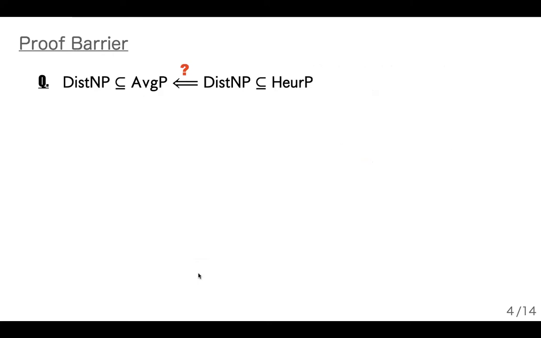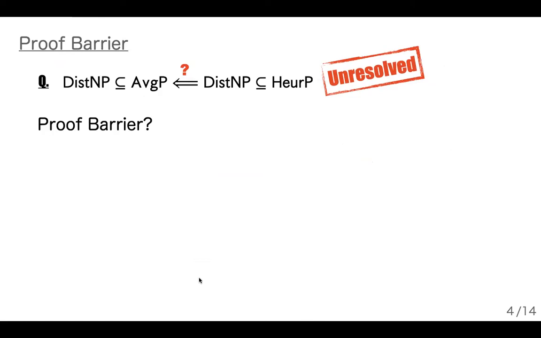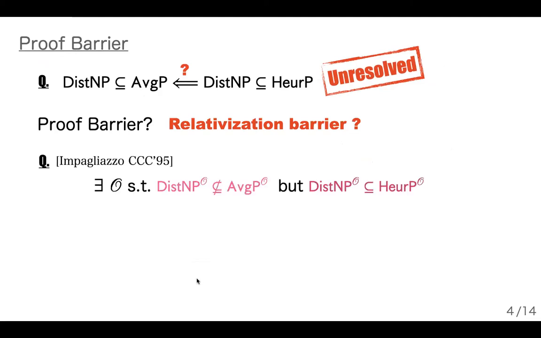But unfortunately, solving this problem is a long-standing open problem. That's why it is really natural to ask why we failed to prove this direction, especially is there any proof barrier? And in this talk, we focus on the relativization barrier. This question is also posed in the same paper by Impagliazzo. Can we construct an oracle relative to which NP is hard on average in the errorless setting, but easy on average in the error-prone setting?